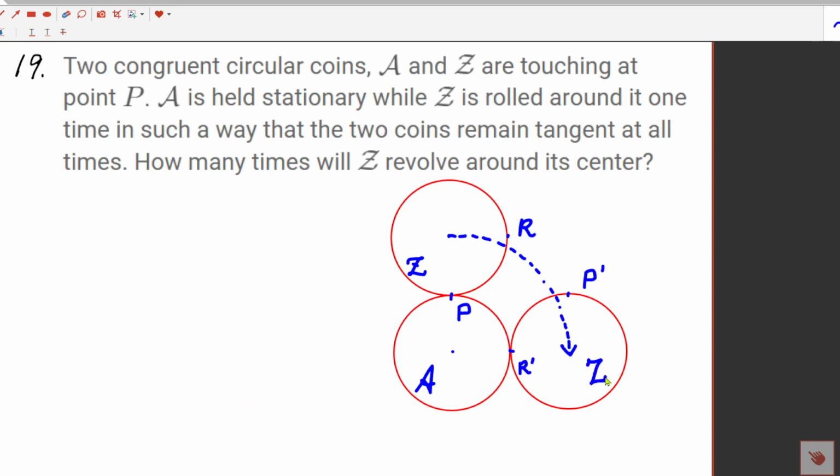And let's call this D prime. This is a new position, right? So as we can see here in this diagram, in this quarter turn, P goes from being the bottom point of Z to being the top point. Therefore, it has revolved a full half turn about the center of Z, as Z is moved a quarter of the way around A, right? Okay, I'll just write it here.